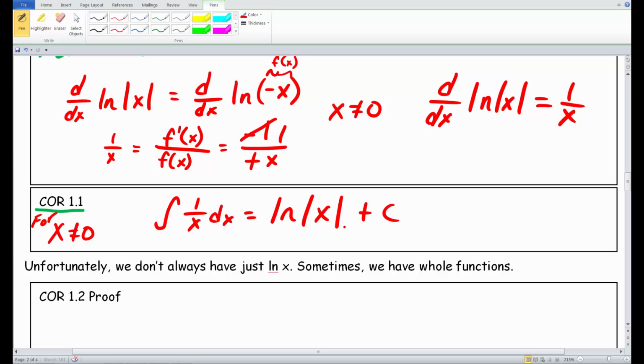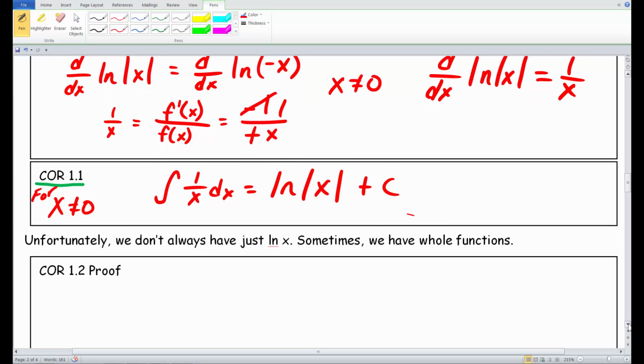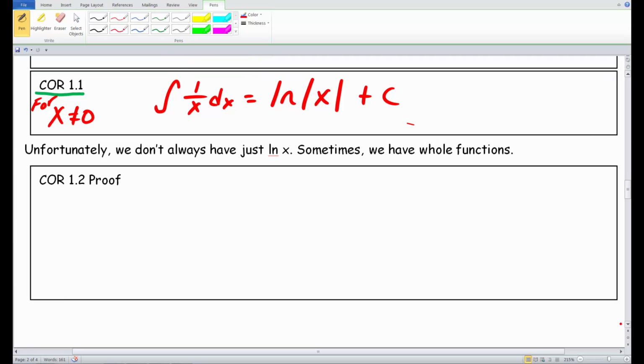Now, unfortunately, we don't always have just the natural log of x. A lot of times we have functions. In fact, this was a type of that, where we saw a function. And pretty much how do you get around that? Well, in short, we pretty much just apply a lot of the same rules, only instead of just x, we're throwing in an entire function.